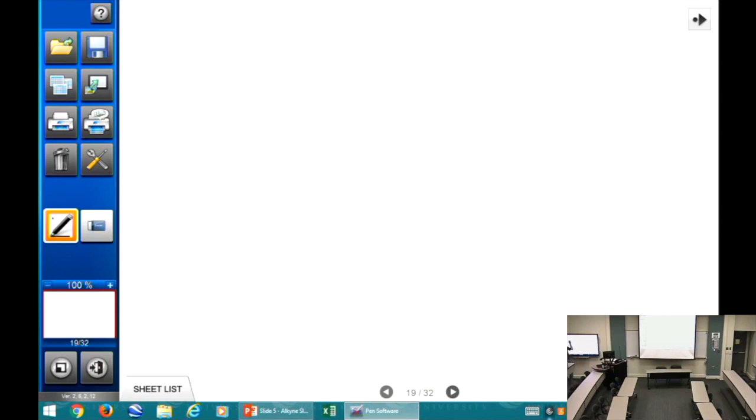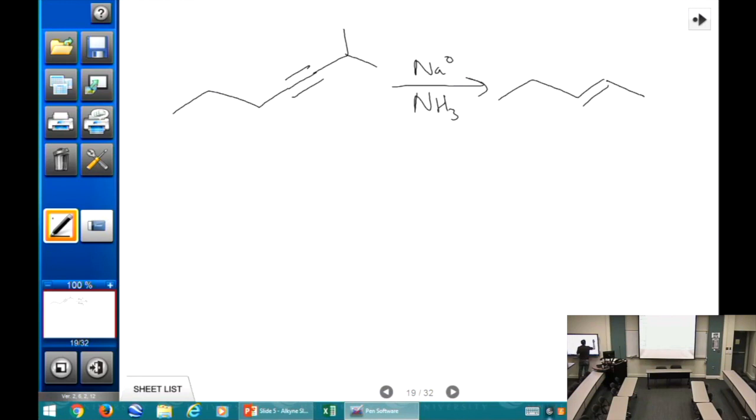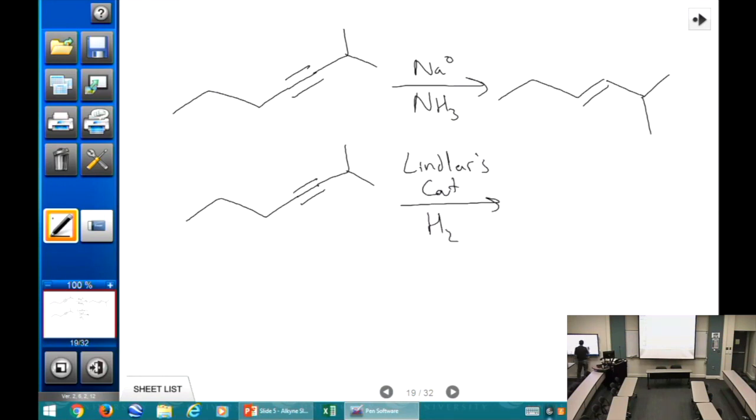So these are pretty harsh conditions. You're going to usually have pretty simple alkynes that you're going to use, but with these conditions, you're going to take everything that's with your alkyne, and you're just going to go from alkyne to trans alkene. If you have the same molecule and you use Lindlar's catalyst, you're going to make a cis double bond. Both of your hydrogens are going to be added from the same side.